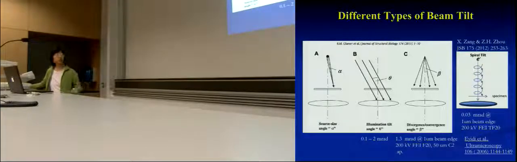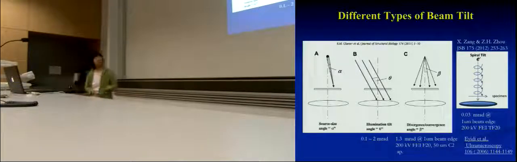If I'm using a 50 micron C2 aperture, so if you use a larger C2 aperture, then this will be bigger for the same size of beam. For the spiral one, there was a paper that gave a number of 0.03 milliradian at the 1 micron beam. So that's relatively a small effect.